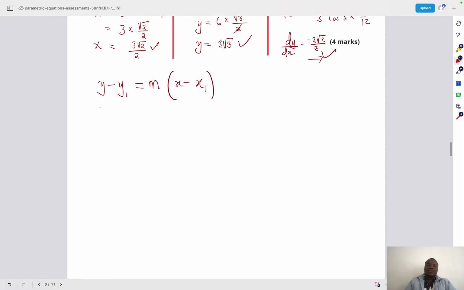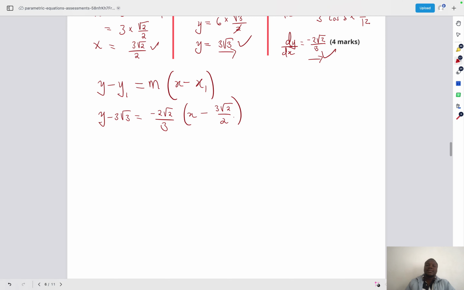So our m is that, so our y1 is actually this one that we found here, and our x1 is 3 root 2 over 2. So all we are doing now is replacing these values here. So I'm just going to do that quickly. So I'm going to write this as 3 root 3. So we've got 3 root 3 here equals our gradient, negative 2 root 2 over 3, multiplying x minus our x1, which is 3 root 2 over 2.